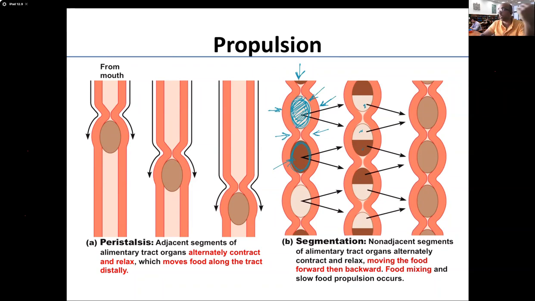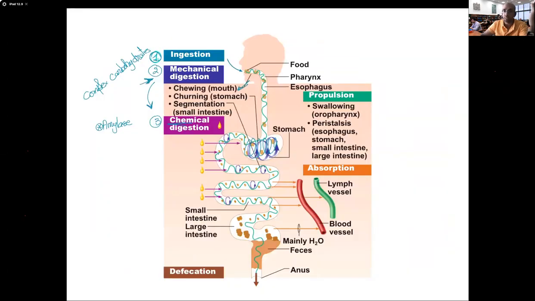So again, where is the mechanical digestion taking place? It starts by chewing in the mouth. We're going to be performing churning of the food in the stomach, and segmentation in your small intestine. Where do I perform a chemical digestion? Where do I change the chemical structure of the food? Where do you think? Where would you be starting the chemical digestion?